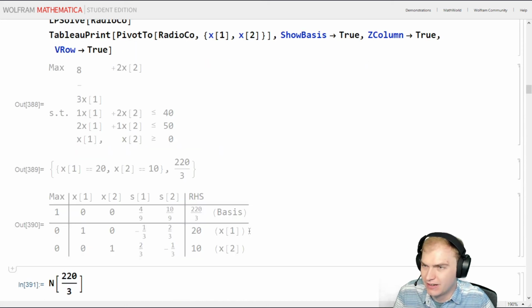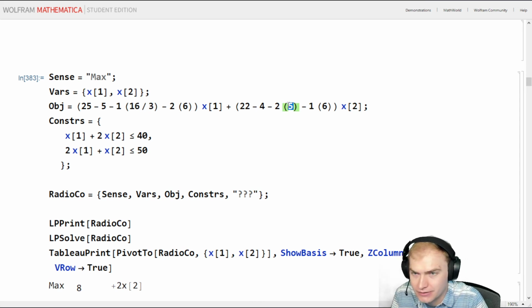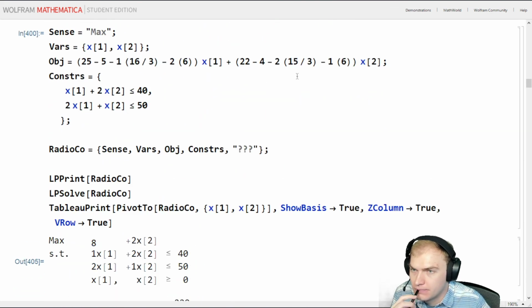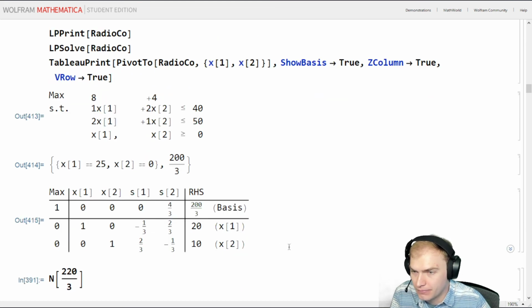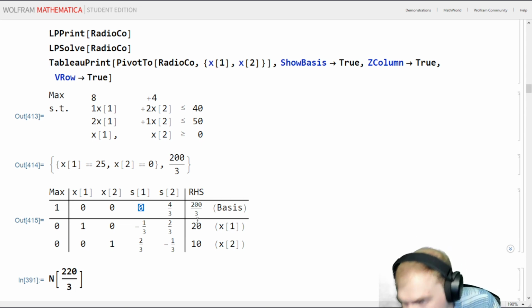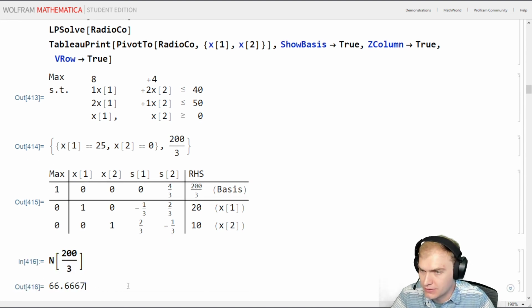Oh, I think I see the issue. I did not change it over here. 16 over there. There we are. Now our shadow cost is 0. That's it. So at this point, we're still profiting. We're still making $66 from this plan.